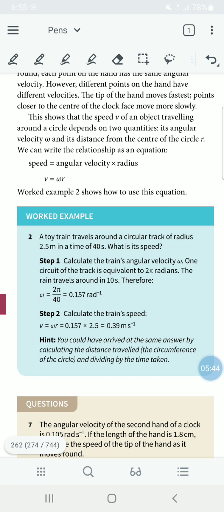Omega is 0.157 multiplied by, then they are asking for the speed, v equals omega r. Then you have 0.157 rads per second multiplied by 2.5. So that gives you velocity equal to 0.39 meters per second. Hope you understood that.